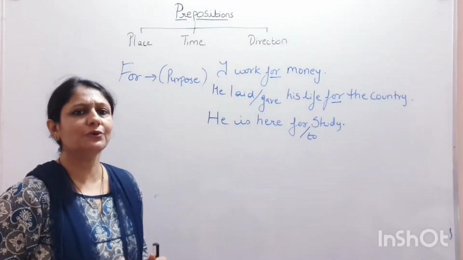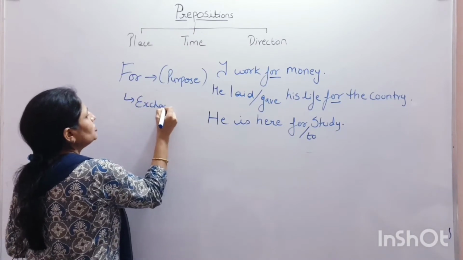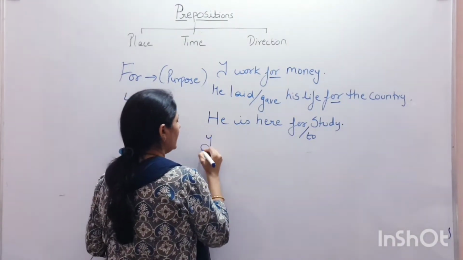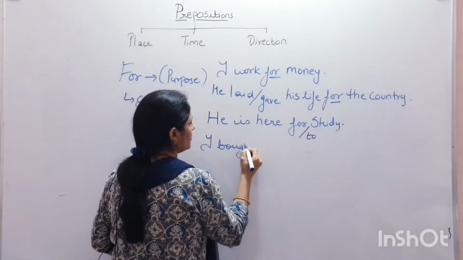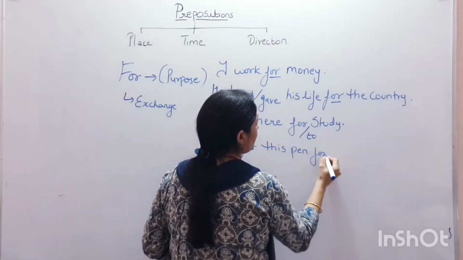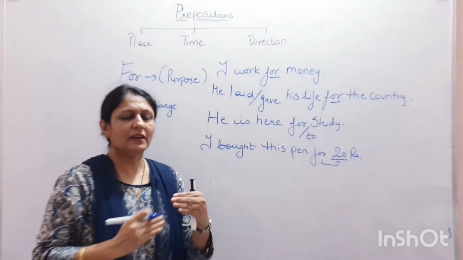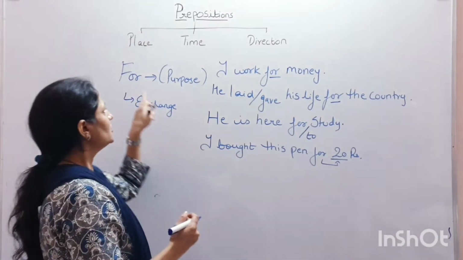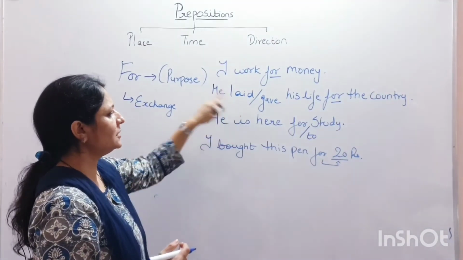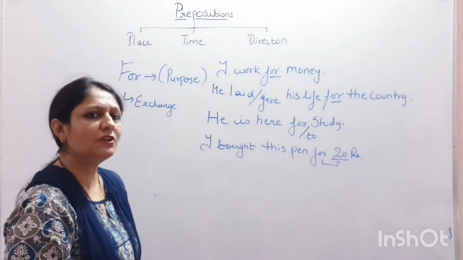We can also use the preposition for when we get something in exchange. Like, how do we use this? I bought this pen for 20 rupees. Can you see? In exchange of 20 rupees. So the usage of for is for some purpose, for some reason, or for some exchange. So this was another usage of the preposition for.